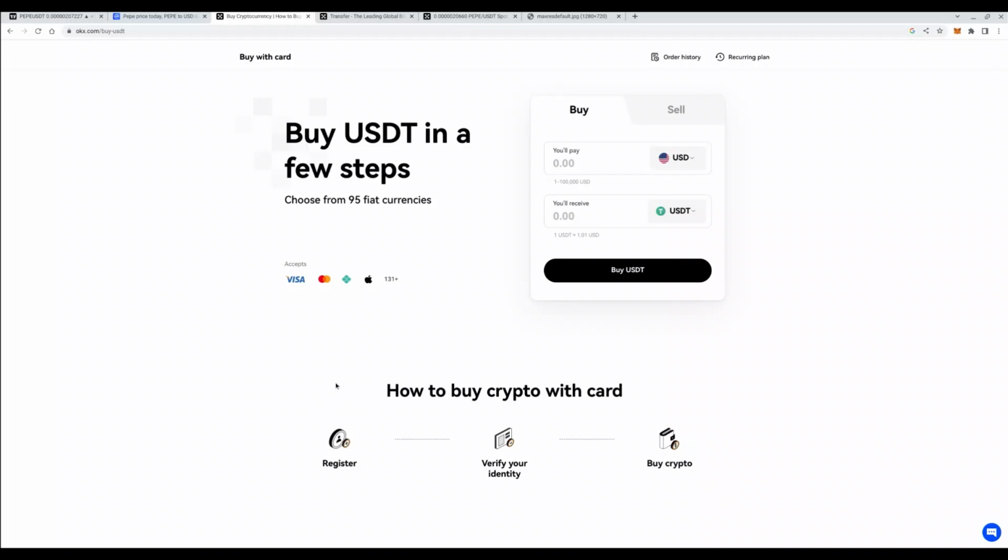I had an OKEx account, but I haven't used it so much. I prefer Binance, but I remember it took a couple of hours before you were able to buy crypto. For some people it takes less, for some more.